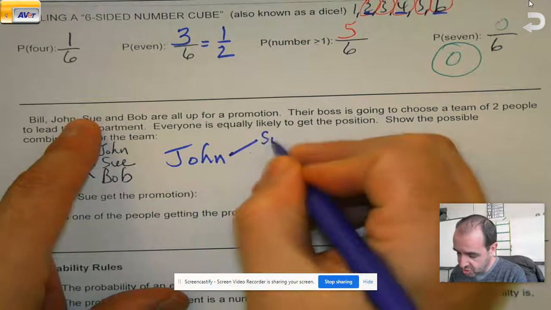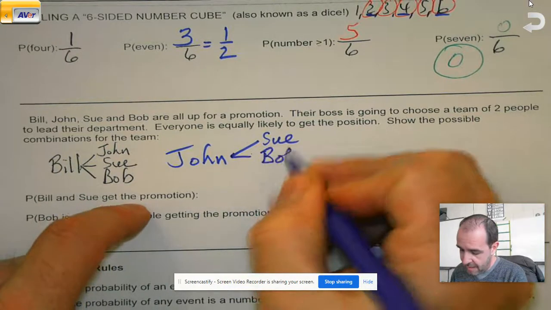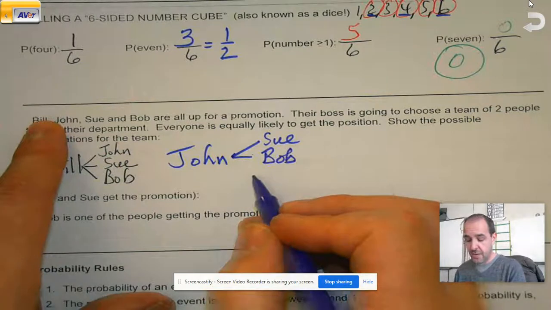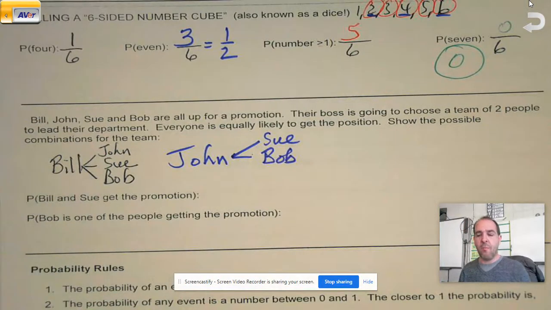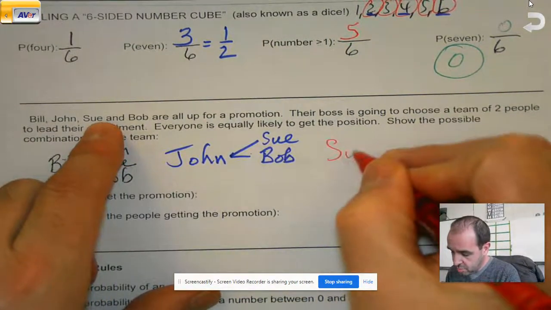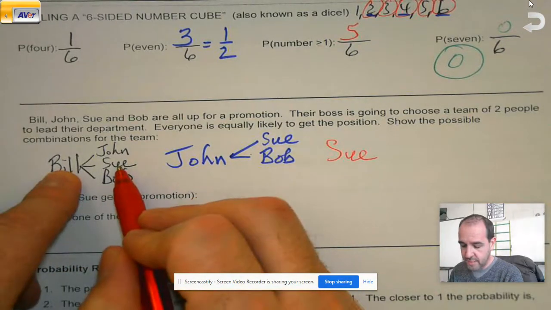So John and Sue, that's not a combo over here. John and Bob, that's a combination that's not over here. But John and Bill would be. Okay, so I'm not going to do a repeat here. Or maybe you can go through and if you put it in, you could cross it out. I don't know. Then we start with Sue. Okay, so Sue, can I start with Bill? No, because I got Sue and Bill here.